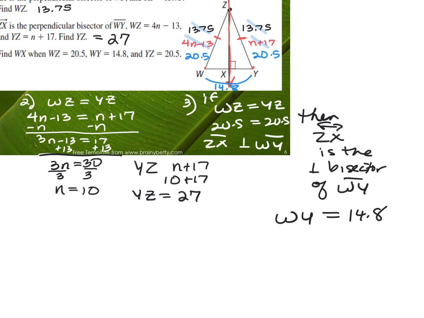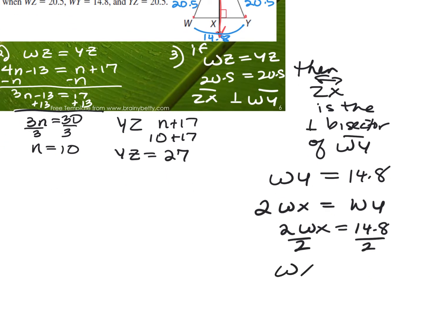Because WY has been bisected, and because WY equals 14.8, to solve this we can say that 2 times WX is equal to WY. So then we can do 2WX equals 14.8, divide by 2. And the length of WX, which is what they were asking us to find, is going to be 7.4.